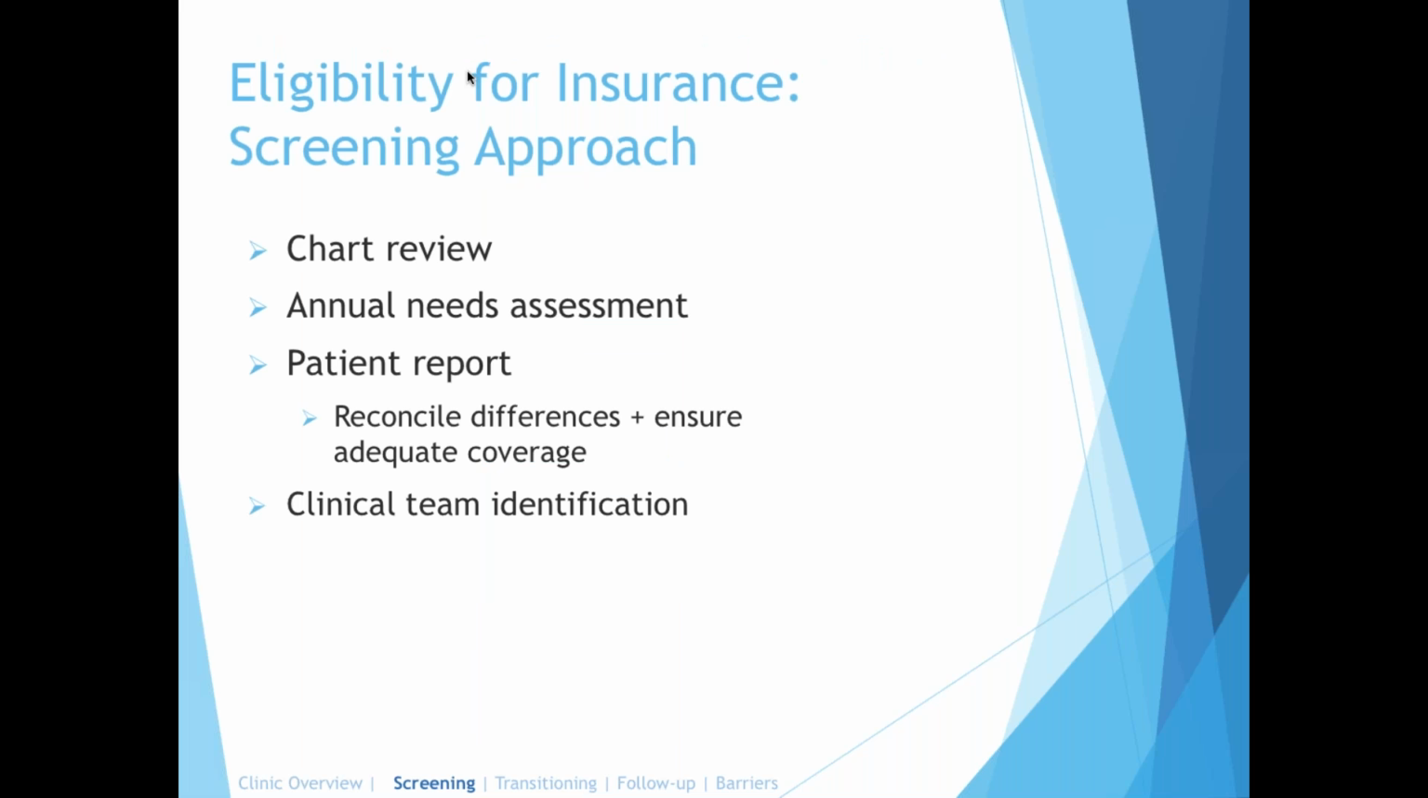We use several methods. First is using chart reviews. We have an electronic medical record system that shows people's health insurance status. We ask the clinical teams to check that and to notify us in social work if people do in fact have insurance. Secondly, we have annual needs assessments that we do within the social work department, one of which is checking for whether people are eligible for insurance.